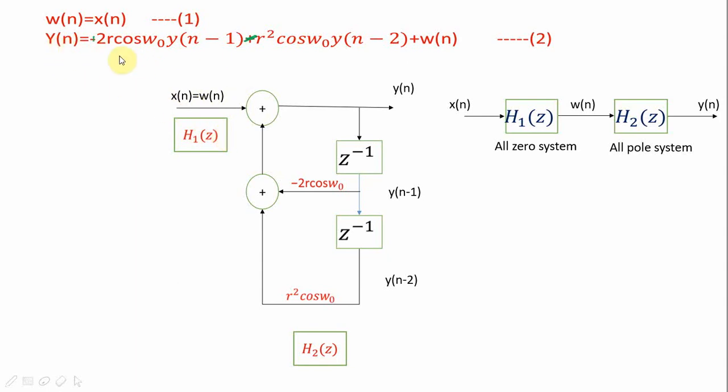And the second system, h2 of z, is realized from this: y of n delayed to get y of n minus 1, and that is multiplied by plus 2r cos omega naught, and y of n minus 2 is multiplied by minus r square cos omega naught. Okay, so this is the direct form 1 realization of the system. So h1 of z has only a zero, which is just 1, and h2 of z.